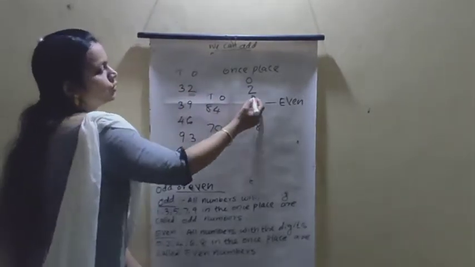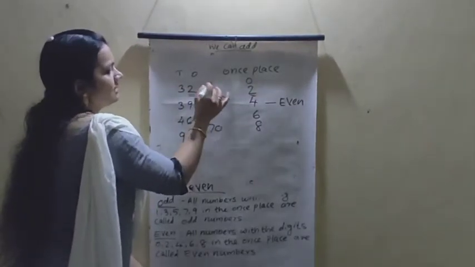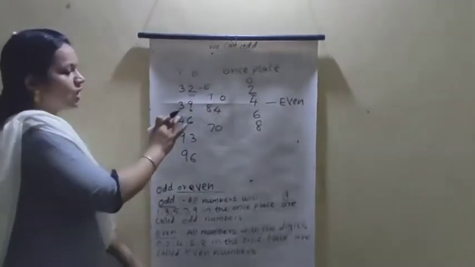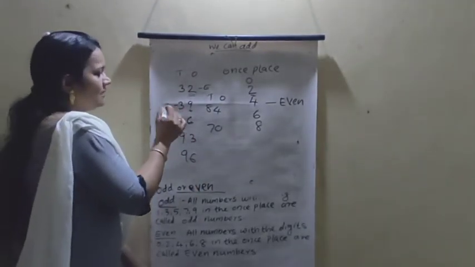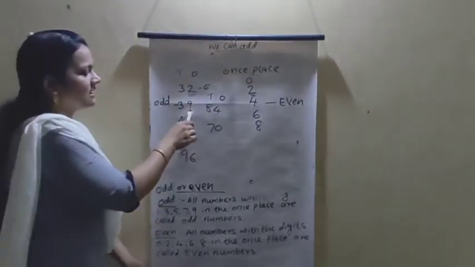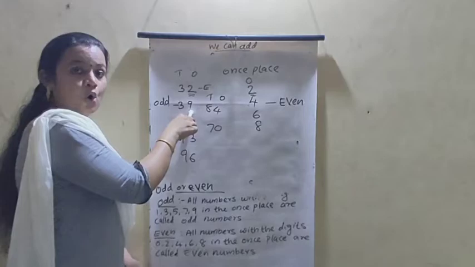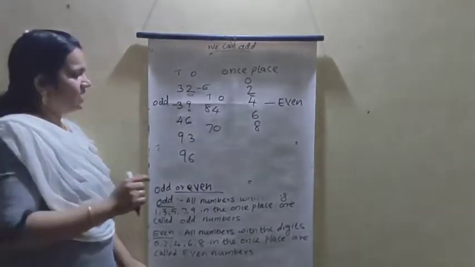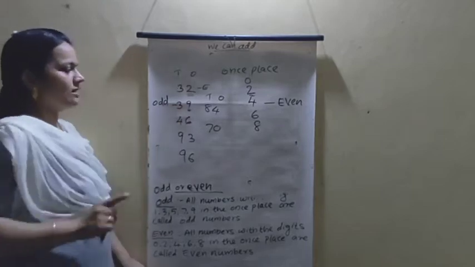First you check the ones place. This is 2, so this is an even number. Is it 9? No, this is not an even number. This is an odd number, because the ones place is 9. Odd numbers are 1, 3, 5, 7, 9. So this is an odd number.